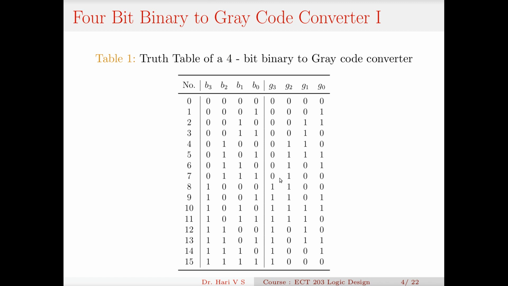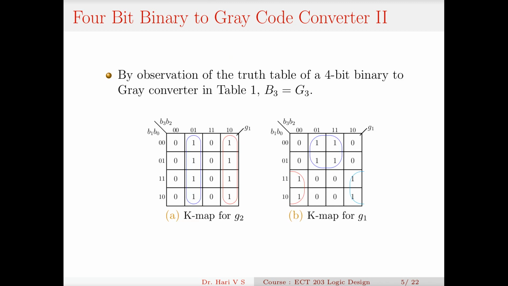So I have to write the truth table for G2, G1 and G0 alone. Now there are 16 inputs, so there are 16 possibilities. So it's a 4-input Karnaugh map. That looks like this.